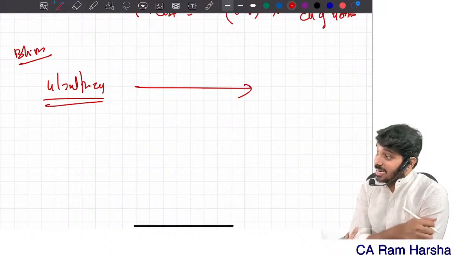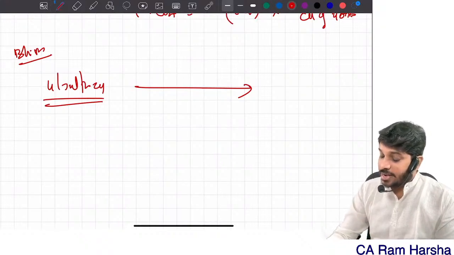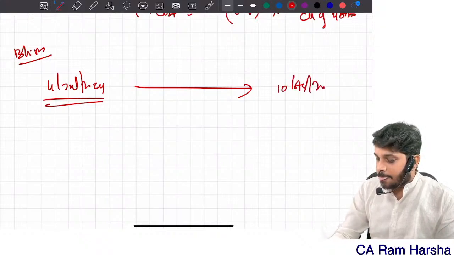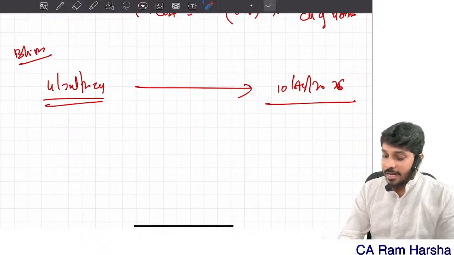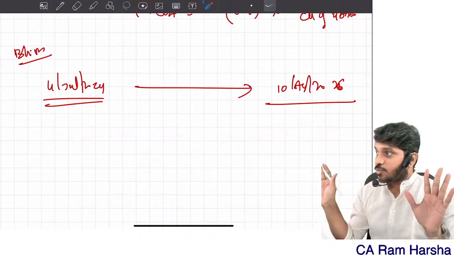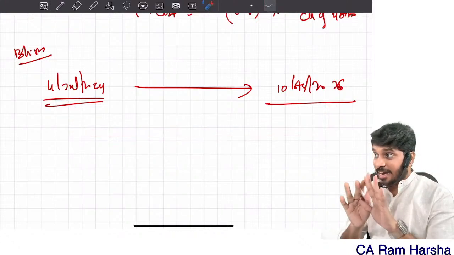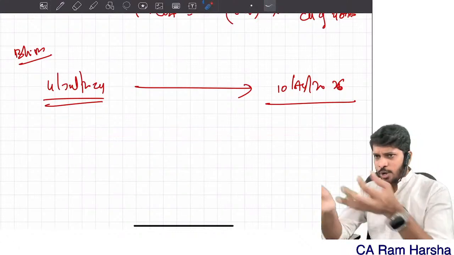He went and redeemed the EGR with gold. He redeemed it on 10th August 2026. And remember, conversion of EGR into gold is not a transfer. It's not liable for capital gains tax. Conversion of EGR into gold is not a transfer. You're not getting any money.